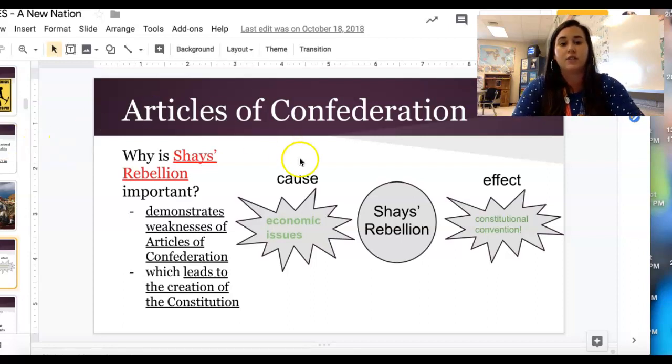So when we look at Shays' Rebellion as an event, the cause of Shays' Rebellion is economic issues. The effect is the Constitutional Convention.